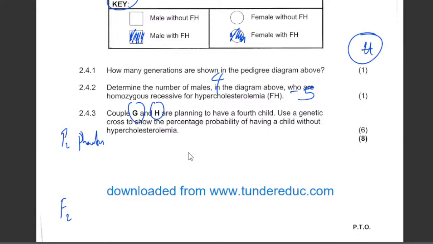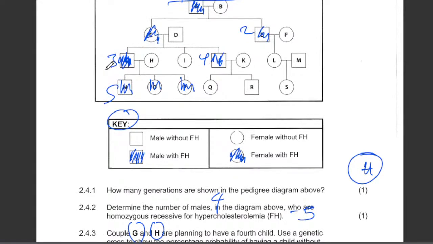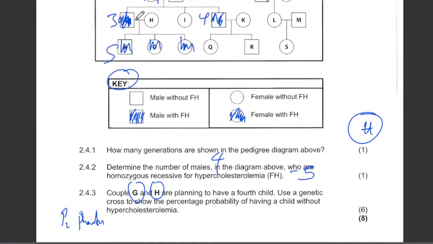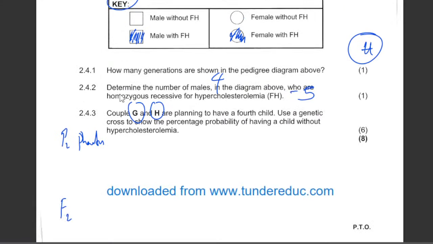Phenotype. So you're saying that G is a male who is shaded, who is having the disease. Yes, you put it there. Cross with a female, which is H, without the disease. You also put it there. And then here you say genotype.